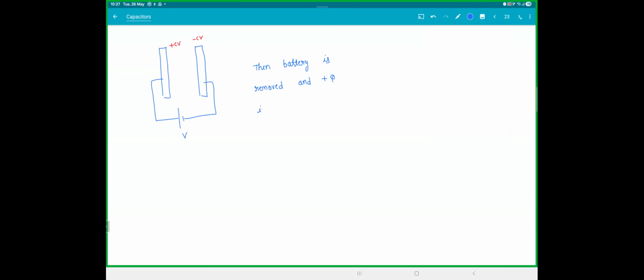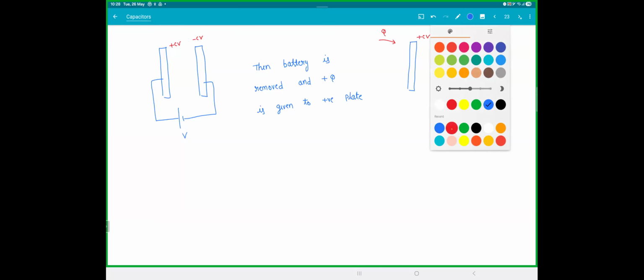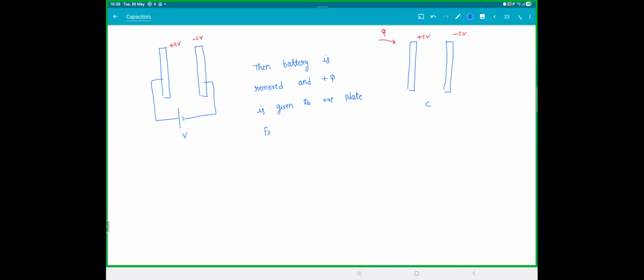And a plus Q is given to the positive plate. This is what they did. This was an actual advanced question. They gave additional Q charge to this plate, plus CV and minus CV. Then the question was to find the new potential difference.